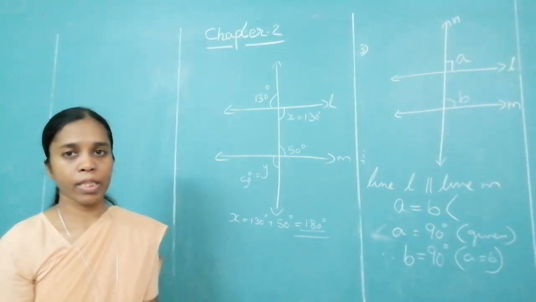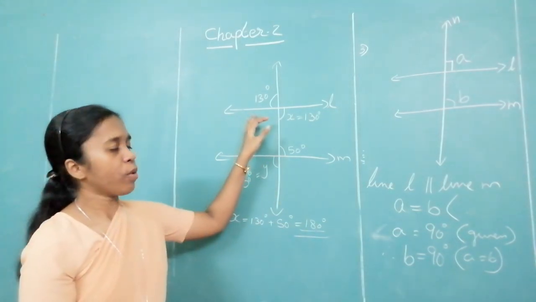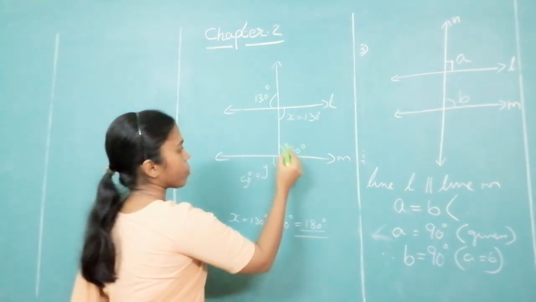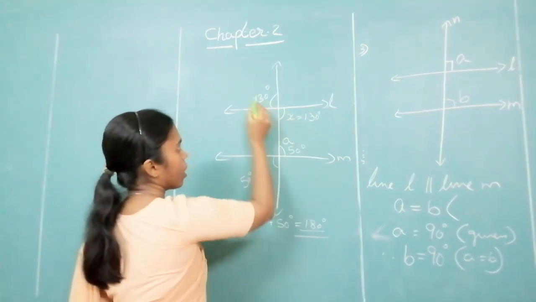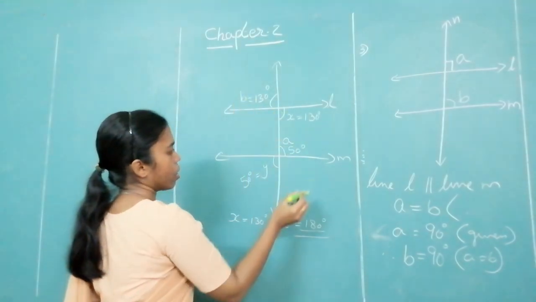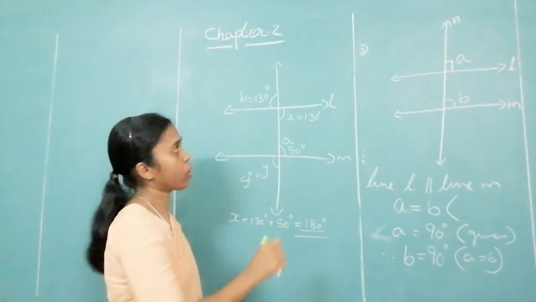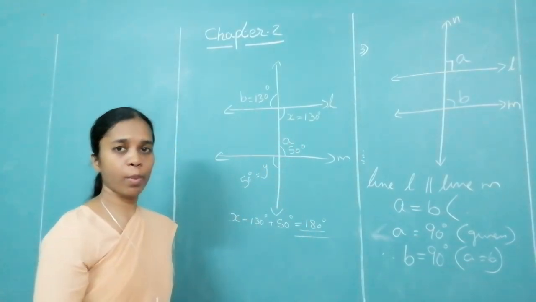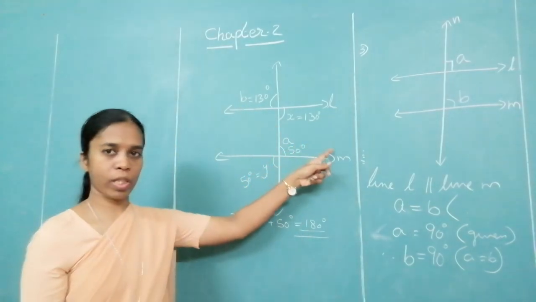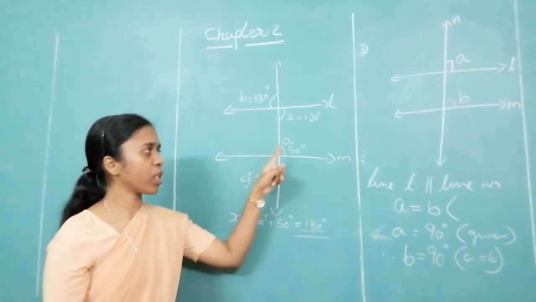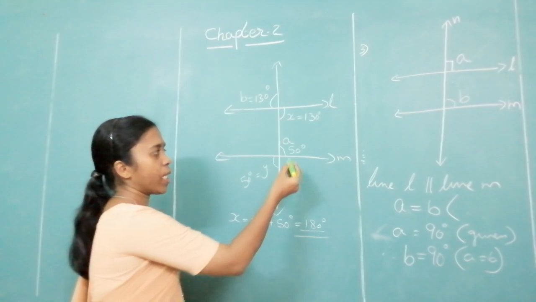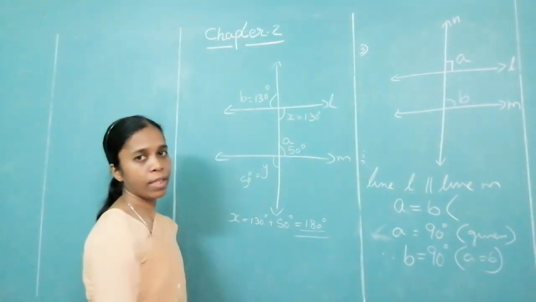Now, how do you write the steps for it? You can either name this as A, this as B. This is already mentioned. So you can write B is equal to X, vertically opposite. Therefore, X is equal to 130. You can write Y is equal to A, vertically opposite. But if you are mentioning this as A, you have to write that in the diagram.